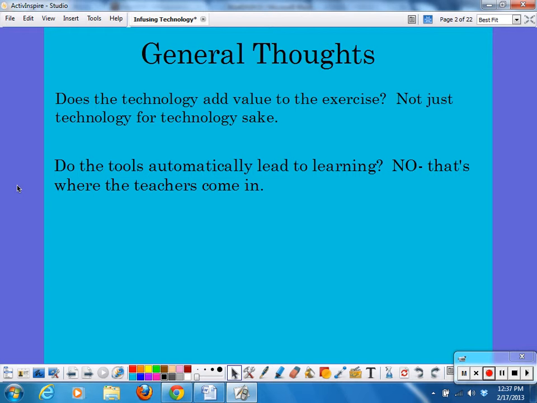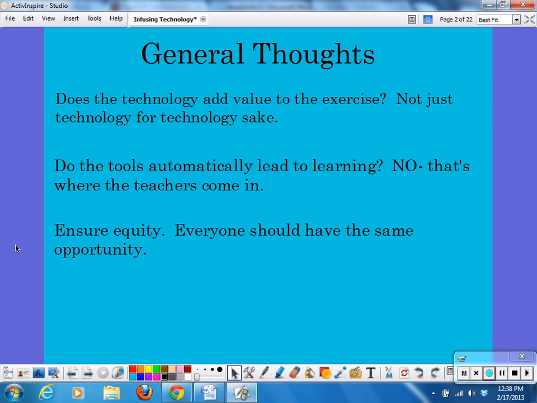Will the tools automatically lead to learning? No. That's where the teachers come in, and that's why training is so important, and time for training is so important as we add more and more technology to our schools.